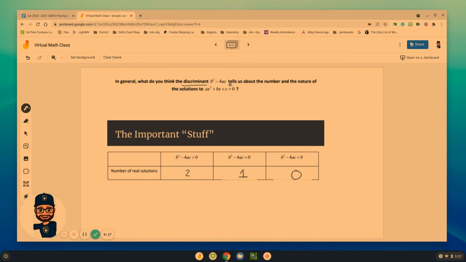Anytime that b squared minus 4ac is greater than 0, or a positive value, we're going to have 2 real solutions, just like we saw in our first example. Anytime that value underneath is equal to 0, we're going to get 1 exact real solution. And anytime it's less than 0, or a negative value, we are going to have 0 real solutions. We're probably going to get imaginary. And that's called a discriminant. It just really tells us how many real answers we're going to get.